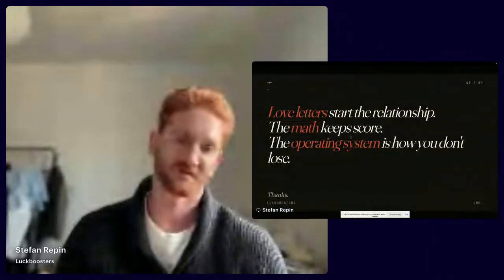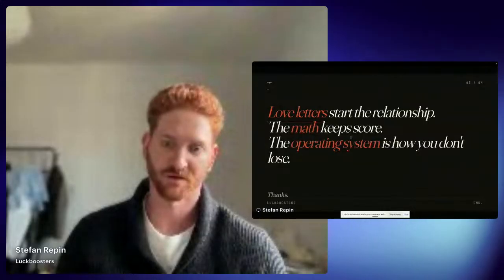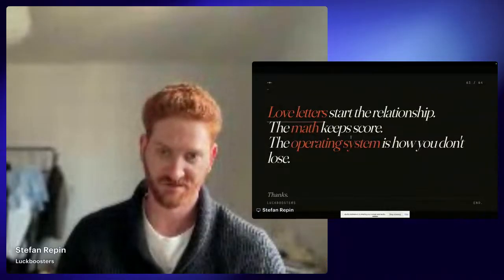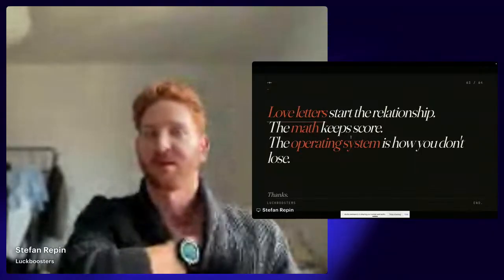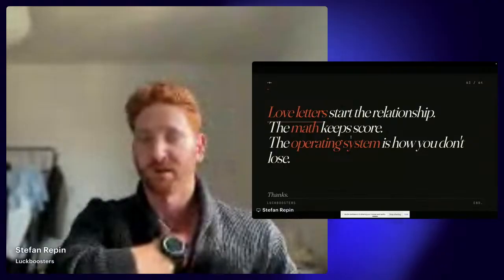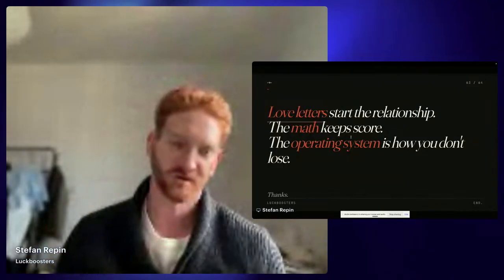Overall, love letters start the relationship. The math keeps the score and helps you make objective decisions. Your ABM operating system, helped by AI, helps you keep the score so you do not lose and you win accounts.